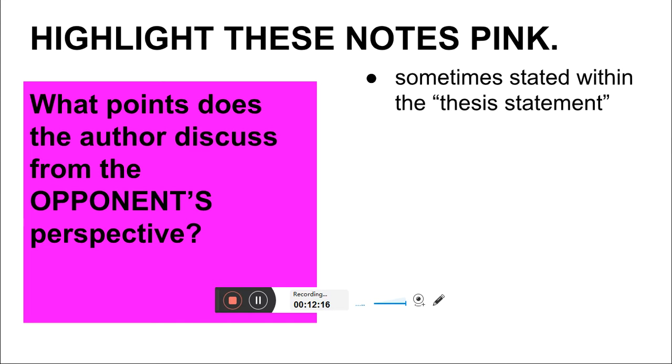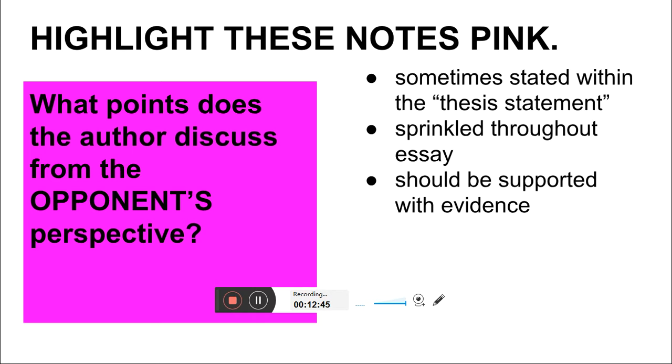Sometimes this is stated within the thesis statement, and I've referenced this many times, but if you are writing a concession, claim, reason style thesis statement, which is what you will be writing for your junior research essay, then of course it will be stated right there what your opponent's perspective is. But it can't just be stated there. It should be sprinkled throughout the essay as well, just like the author's own arguments, sub-arguments, and reasons.